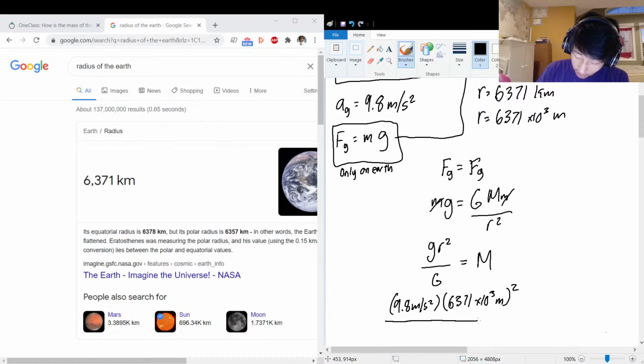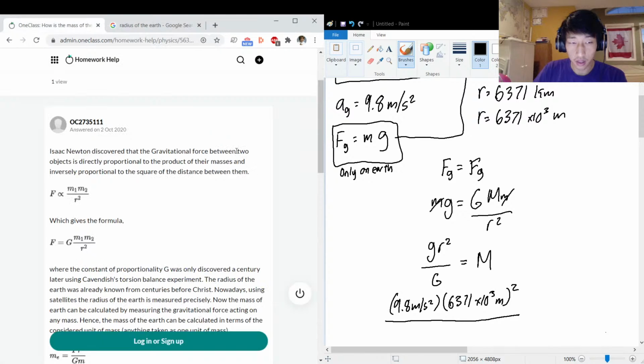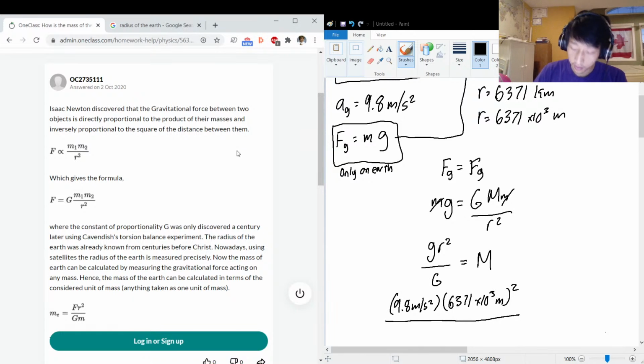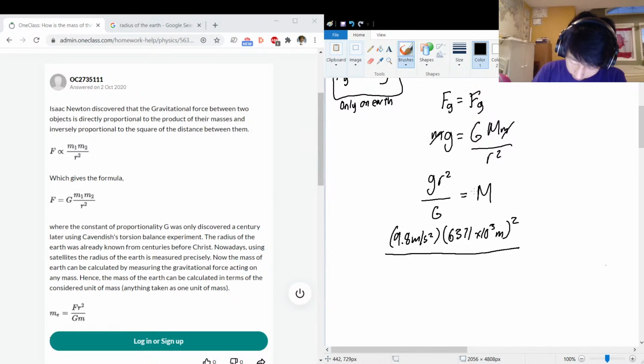And we're going to divide that whole thing by capital G. And we know that capital G is 6.67 times 10 to the negative 11. And the units are pretty intense for that one. I'm not going to write them out, but we just know that this will give us a kilogram answer.